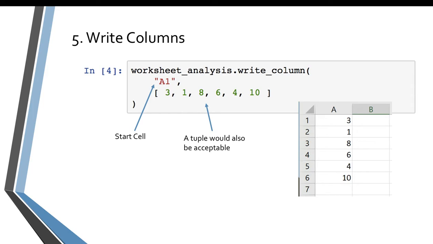Just like writing to cells, you can write columns. The difference here is that rather than referencing a particular cell, you're giving it a start cell. So in this case, we say start adding our data in cell A1, so that's the first row in column A, and then just keep adding the data until we run out of data. So we're sending it a list in this case. You could also send it a tuple. You could store that list in a variable and then send it to the write column function. Either way is fine.